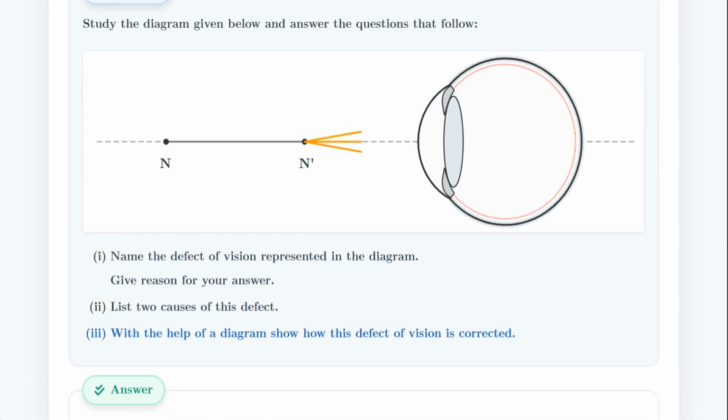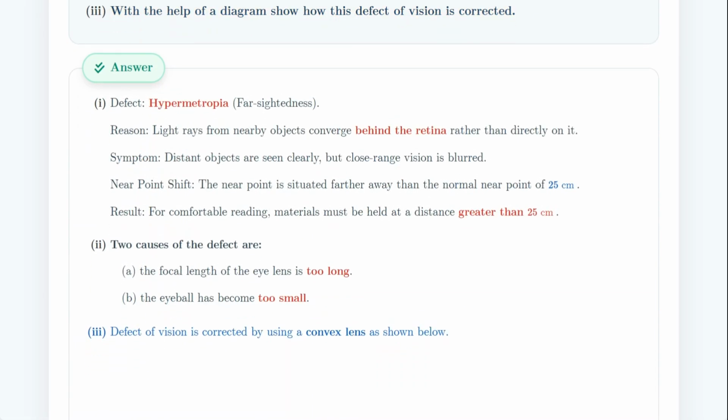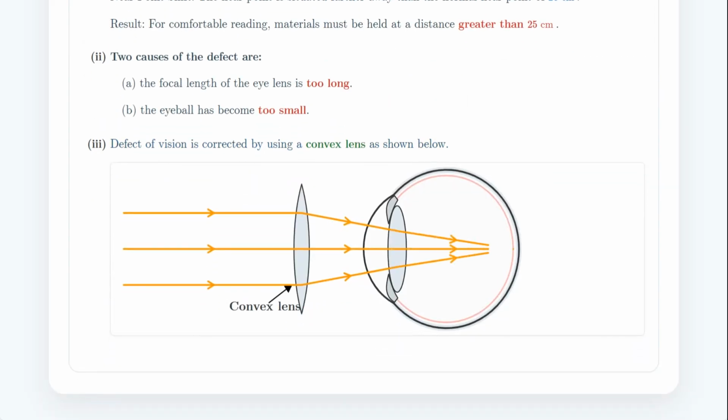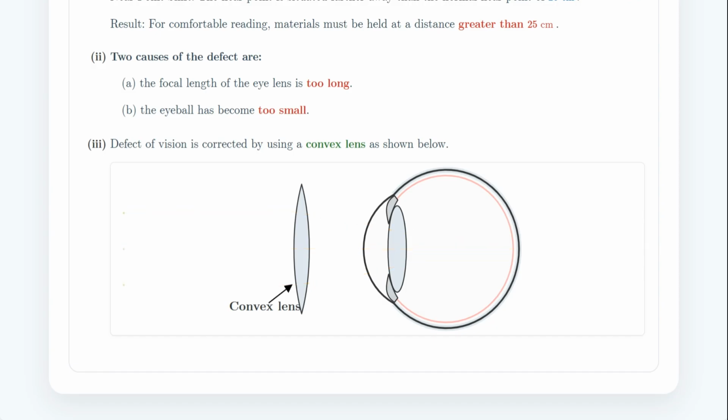Question 3. With the help of a diagram, show how this defect is corrected. This defect of vision is corrected by using a convex lens, as shown below. Look at this correction diagram. The convex lens pre-converges the rays, allowing the eye lens to form a clear image exactly on the retina.